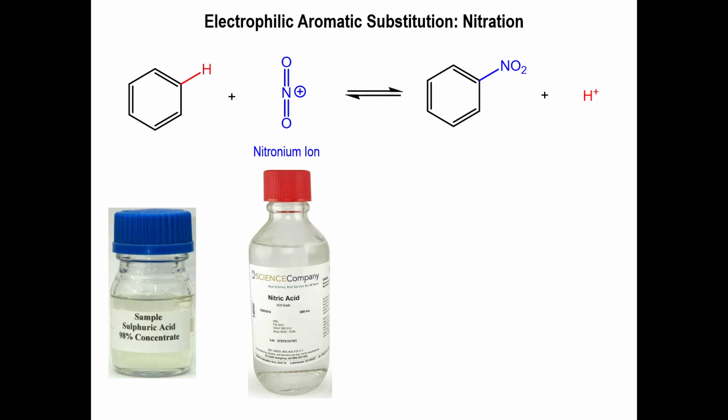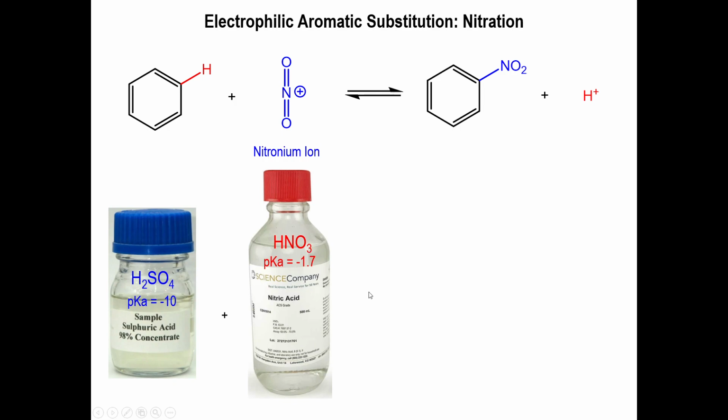And the best way to do this is to simply react your nitric acid, which is the source of the nitronium ion, with something stronger. You could use sulfuric acid. You could even use HCl, but sulfuric acid kind of does the trick, because if you look at the pKa's, sulfuric acid has a pKa of -10, nitric acid has a pKa of -1.7, and they're both strong acids.